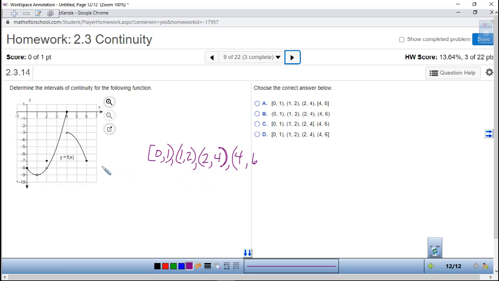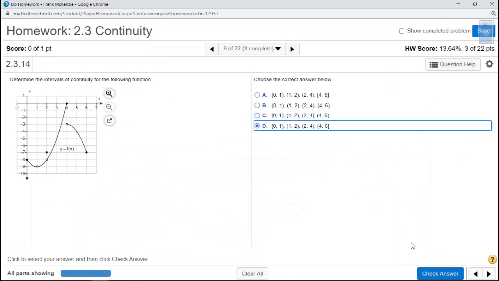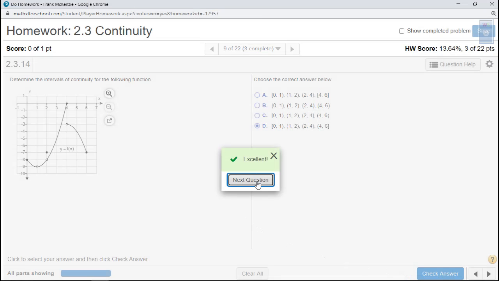Well, 6 is an endpoint. There's nothing existing over here. And the left-sided limit equals the value at 6. So you would include that side also. So looking at our options here, we got bracket 0, 1, 1, 2, 2, 4, 4, 6 bracket. Looks like it's going to be D. Excellent.